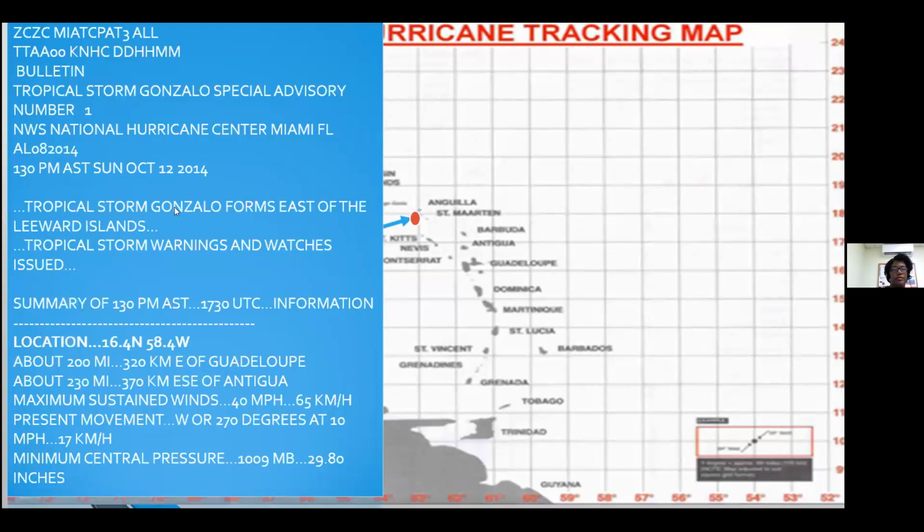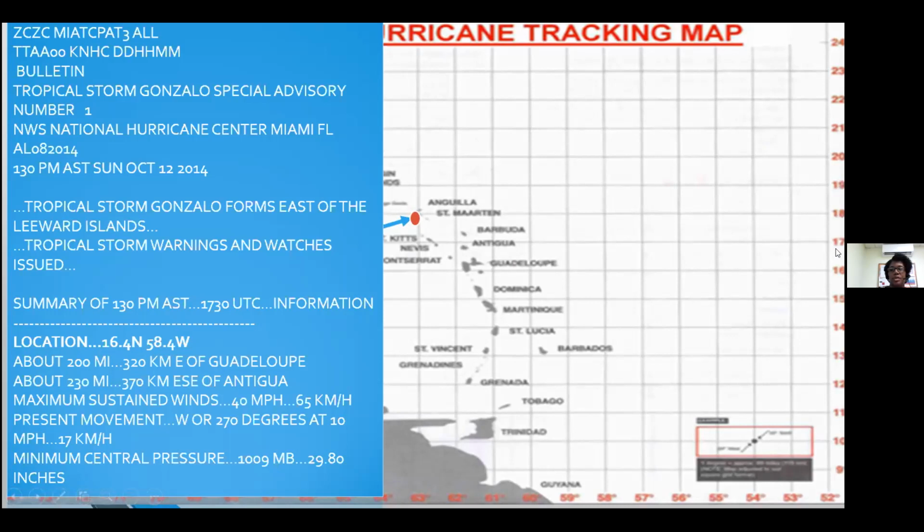Here is an advisory. That is what we would get from the Hurricane Center. What you have to take note of is the number of it. So this was for 2014 Tropical Storm Gonzalo. This was the first advisory that went out, and it gives us the location, 16.4 north, 58.4 west. So that is what we would look for on our map.